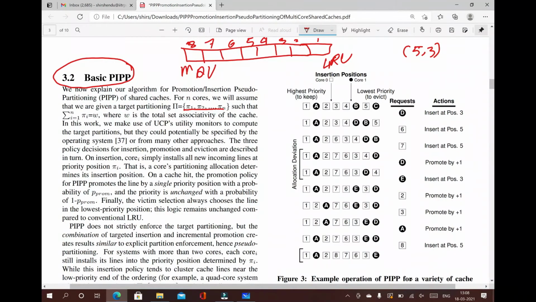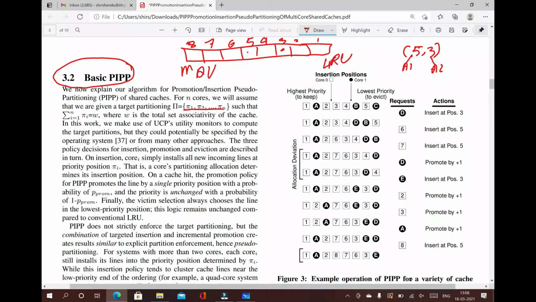Partition is 5,3 means, suppose A1 is related with 5 and A2 is related with 3. So whenever you need to insert a block from application 1, it will always be inserted at the fifth position. And whenever we want to insert a block from A2, it will be inserted at this position. So this is their insertion policy.